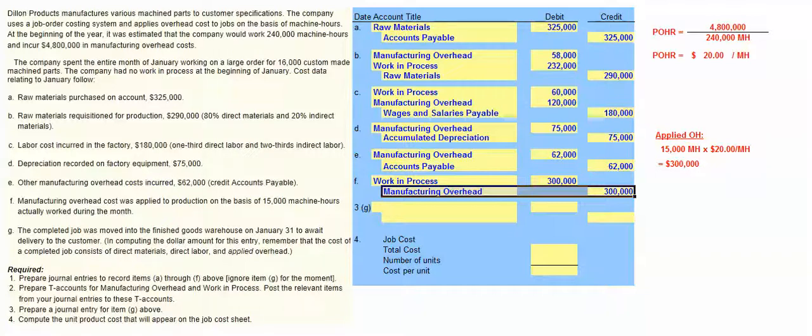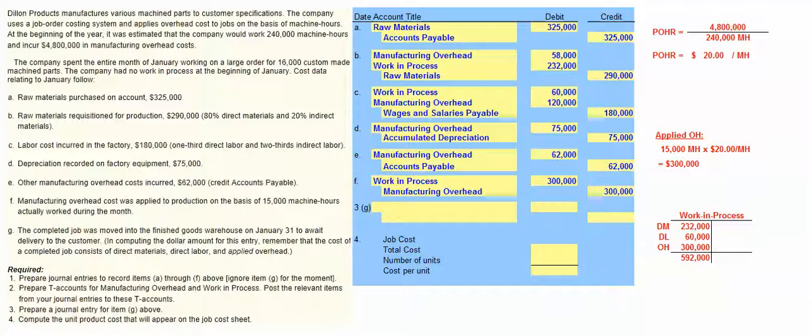Finally, in G, we're told the company completed the job and moved it to the finished goods warehouse on January 31 to await delivery to a customer. We need to go ahead and record the transfer of these costs from work in process to finished goods. Since this is our only job in work in process, and we had 0 in work in process at the beginning of the month, we simply need to total the amounts of the charges that were debited to work in process during the month. This totals to $592,000. It's the $232,000 in direct materials, the $60,000 in direct labor, and the $300,000 in manufacturing overhead.